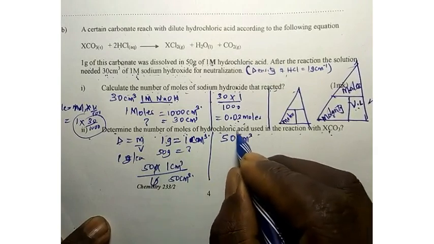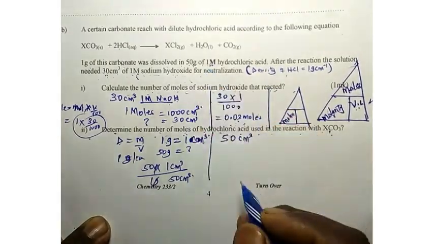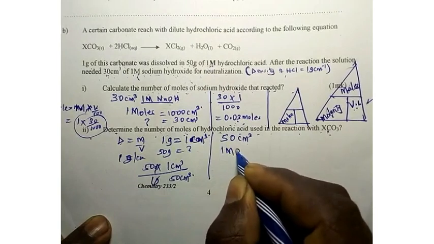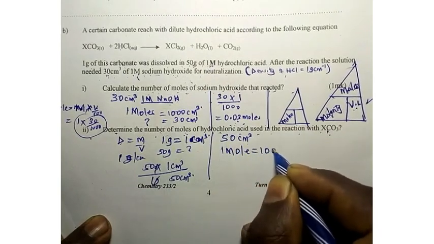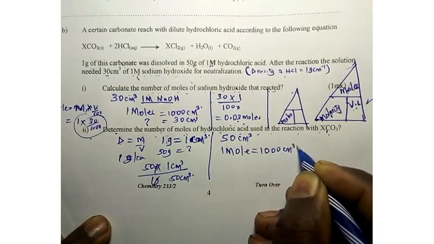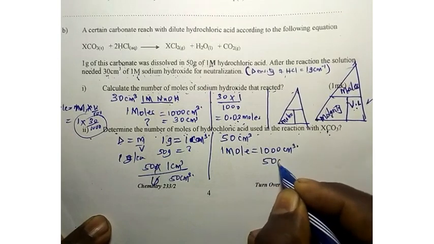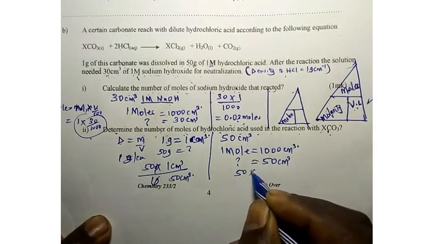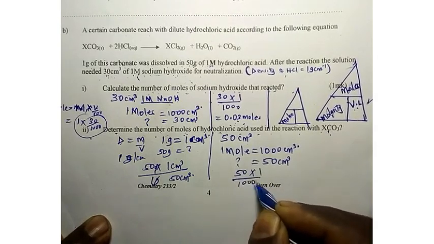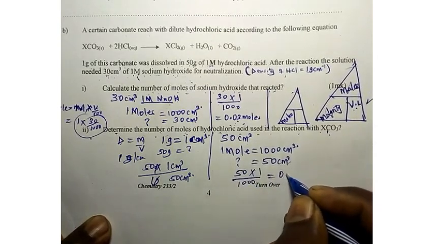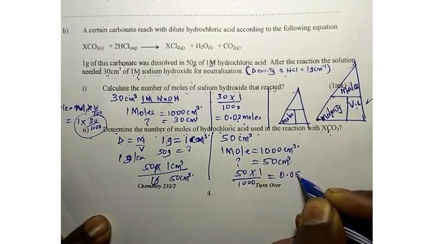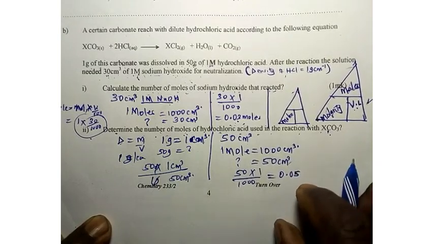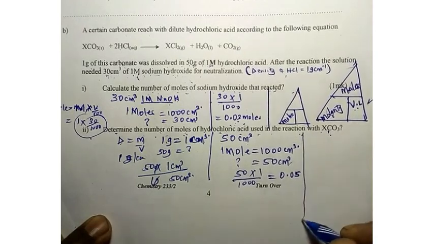So we know the molarity of the acid, it is 1. Therefore, it means that 1 mole is the number of moles in 1,000 centimeters cube. What about 50 centimeters cube of HCl that was used? 50 times 1 divided by 1,000. This one is going to give us 0.05. Remember, this is the number of moles of the original HCl.